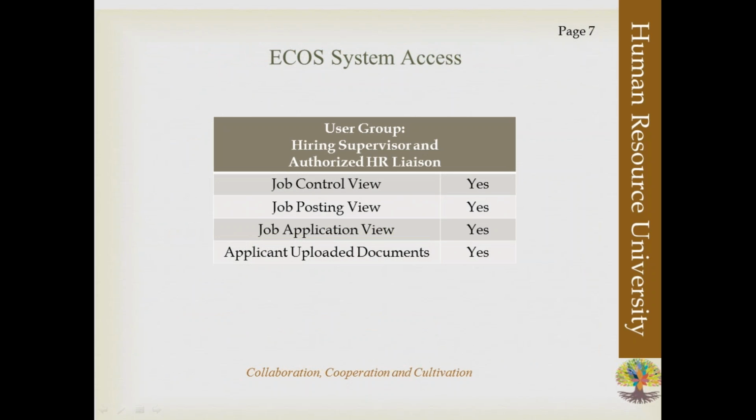So what kind of access are you going to receive as a designated ECOS user? You're going to get to see what we call the job control view. And that's a very high level, just so you can look and say, yes, this is a job control I want to work on. Here's the job control number. Here's the classification number. Here's the classification title. This is correct. The next view you're going to get is a job posting view. And you're also going to see a job application view and then get to see what each applicant uploaded. And we're going to take a look at all those screenshots.